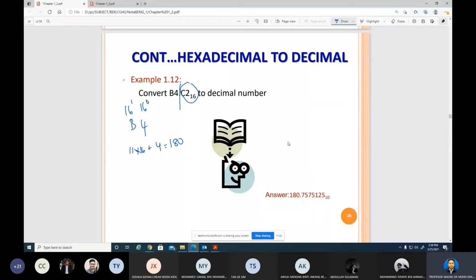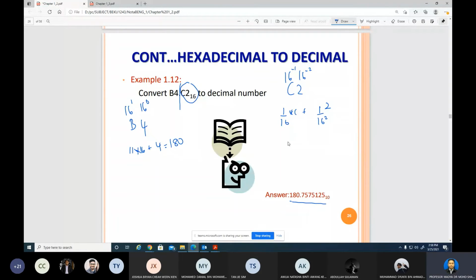Okay, 180. This one, 180, and this part will be C2. C2 will be this one, 16 to the power of negative 1, and then this one, 16 to the power of negative 2. So you can write it like this: 1 over 16 multiplied by C plus 1 over 16 to the power of 2 multiplied by 2. And then you can try, you can check the answer. Is it correct or not?